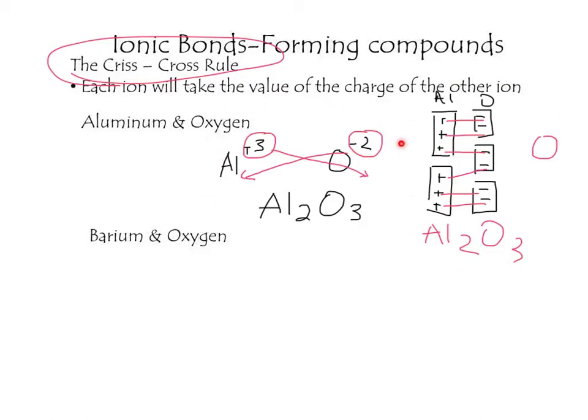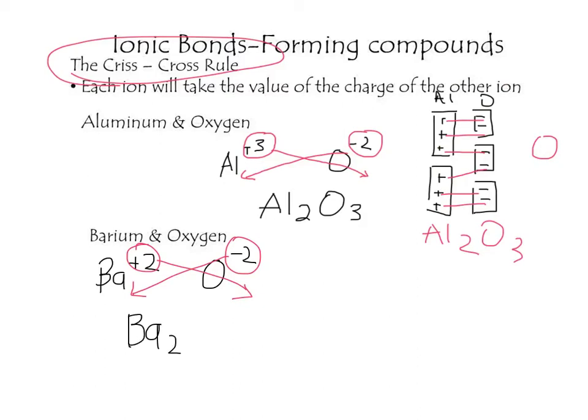I will do both the crisscross and the long way. So let's go ahead and look at barium on the periodic table. You should know that barium has a positive 2 charge and oxygen has a minus 2 charge. Okay, so if we do the crisscross rule, I'll take oxygen's charge and move it over here and barium's charge over here. So therefore I should end up with Ba2O2.